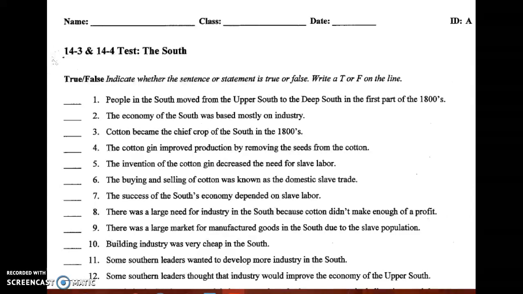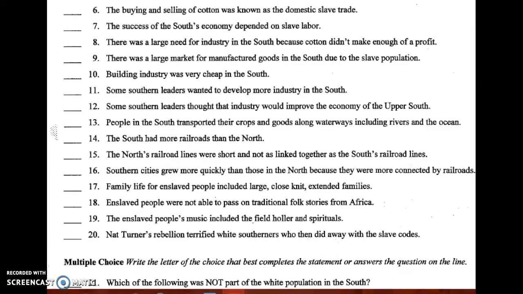11. Some Southern leaders wanted to develop more industry in the South. Number 12. Some Southern leaders thought that industry would improve the economy of the Upper South. 13. People in the South transported their crops and goods along waterways, including rivers and the ocean. 14. The South had more railroads than the North.